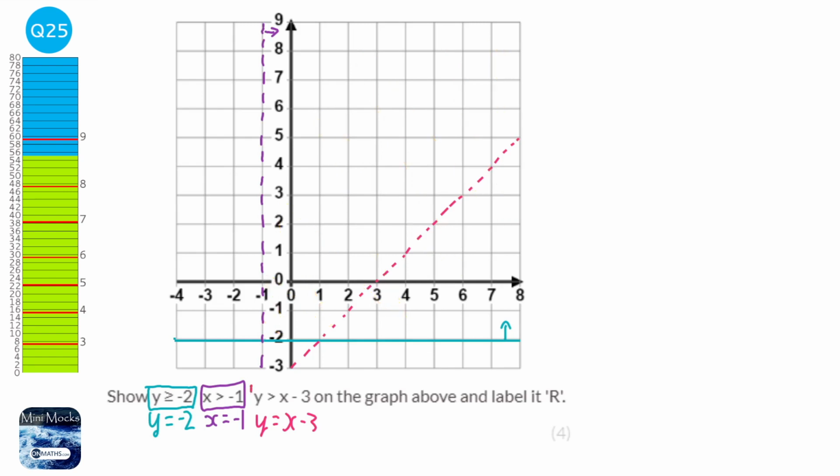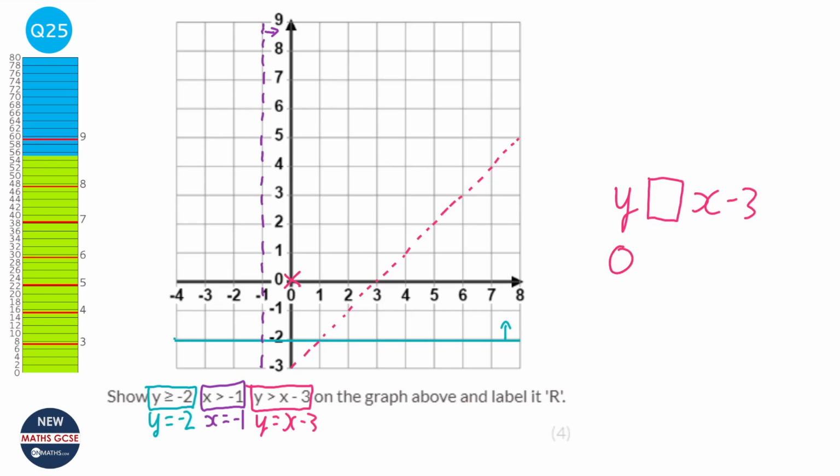And here we're given that y is greater than x minus 3. So what we do here is we pick a point. So I'm going to pick a coordinate, and I'm going to pick 0, 0. 0, 0 is always my go-to one. Write out the equation, and I'm just going to put a box here. So x minus 3, and fill in the coordinates for 0, 0. So 0, blank, 0 minus 3, 0, blank, 0 take away 3 is minus 3.